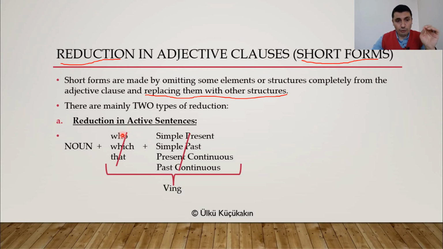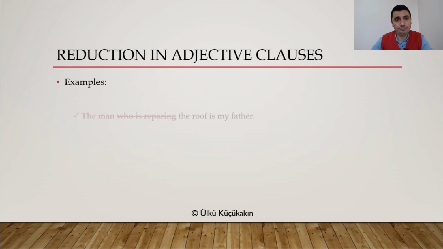You omit who, which, that. You throw it away. You get rid of it. You get rid of the simple present verb, simple past verb, present continuous verb, or past continuous verb, and you replace them with verb ing. Now that looks shocking, all right? But you are going to see what I mean here, all right?